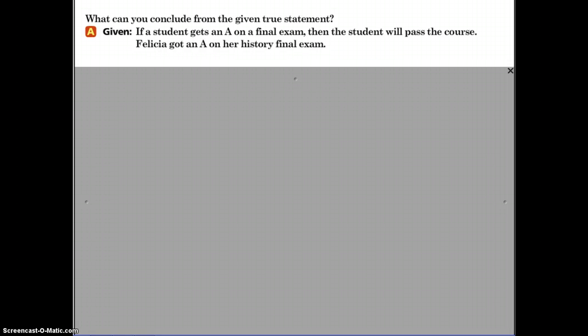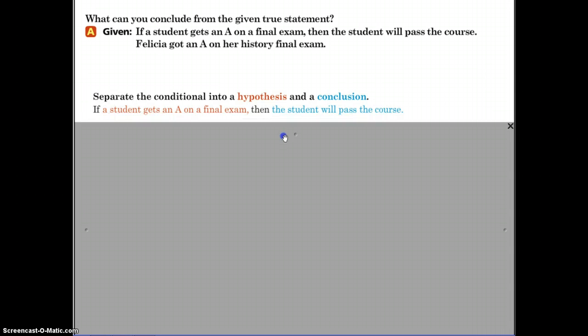So let's look at this statement. If a student gets an A on her final exam, then this student will pass the course. Felicia got an A on her history final exam. So let's break this down. First thing, identify your hypothesis and your conclusion. So our hypothesis is a student gets an A on a final exam. Our conclusion, the student will pass the course.